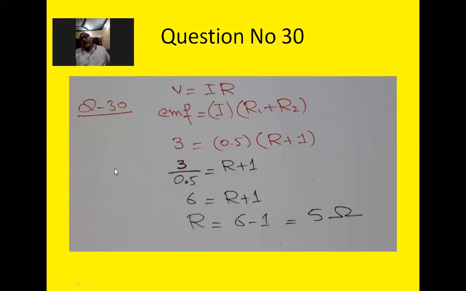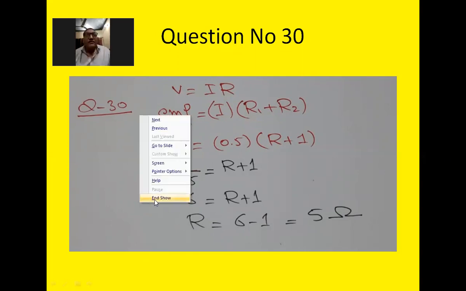So V is equal to IR. So EMF is equal to I multiplied by the total resistance, and that will be R1 plus R2. EMF is 3 volt, and the I coming from the battery is 0.5 ampere. R1 is R, and R2 is 1. So you will have 3 equals 0.5 into bracket R plus 1 bracket close. This 0.5 will go to the other side and divide, so you will have 3 divided by 0.5, which is 6, equals R plus 1. So R will be equal to 6 minus 1, and that will be 5 ohm. So the value of R in that case will be 5 ohm.